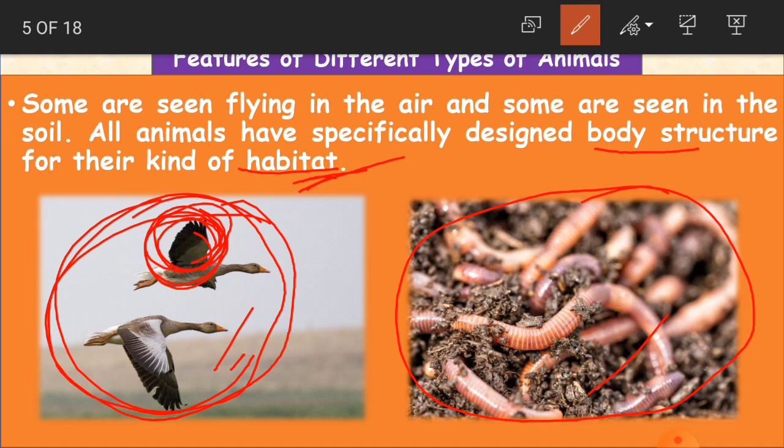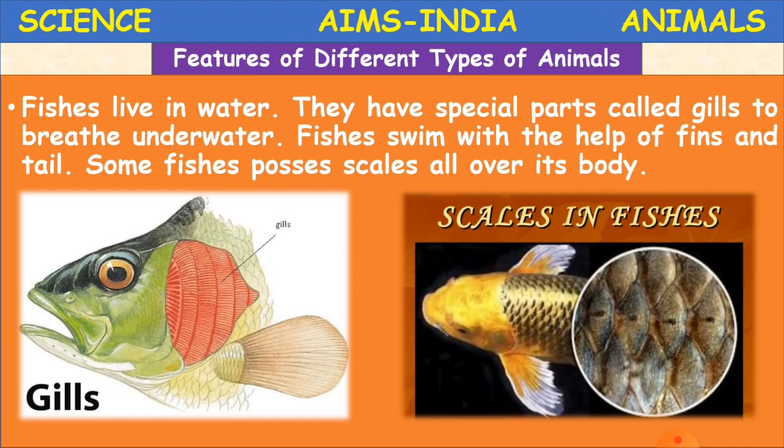And here if you see, these are earthworms, children. They are in the soil. Do earthworms have wings? No, they don't have wings. Why? There is no need for them to have wings. They live in the soil, so that is why they don't need wings. Like that, every animal's body structure is designed according to its habitat. Clear, children? Now, here we'll see about the fishes.